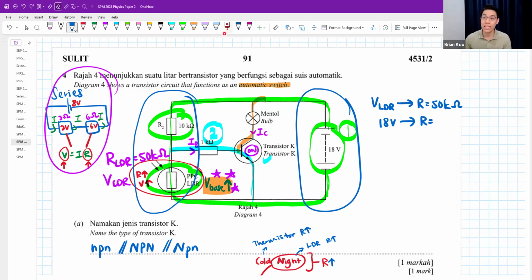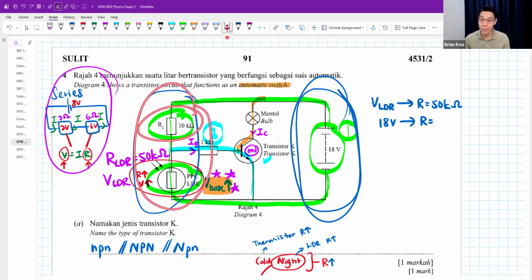How do you add resistance in a series circuit? Like this one, the total resistance is 2 plus 6 ohm, which becomes 8 ohms. 8 ohms is the same ratio as 8 volts: 2 ohm, 2 volts; 6 ohm, 6 volts. The total voltage is 18. The total resistance is 10 kilo ohm plus 50 kilo ohm.